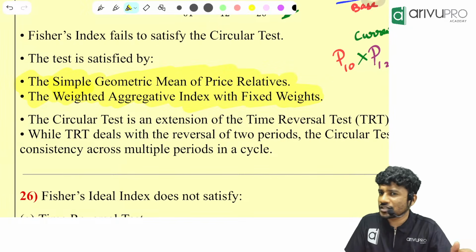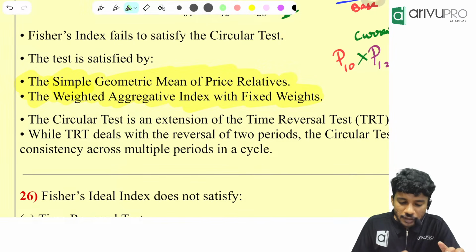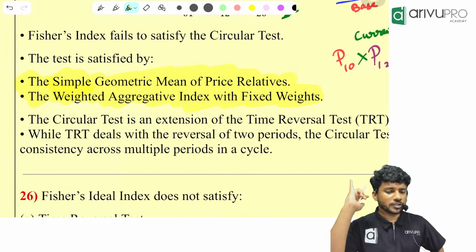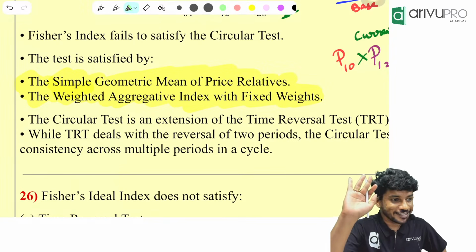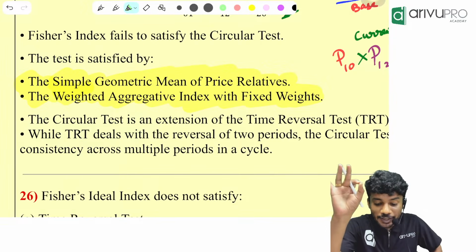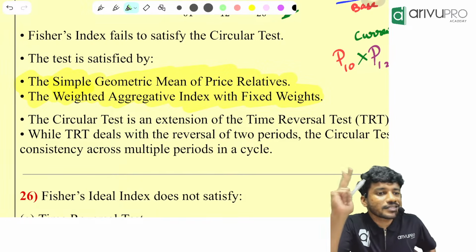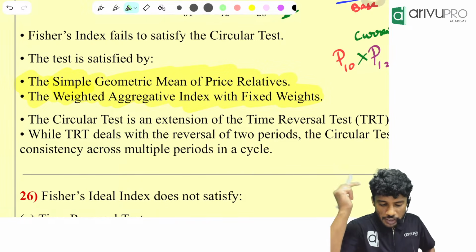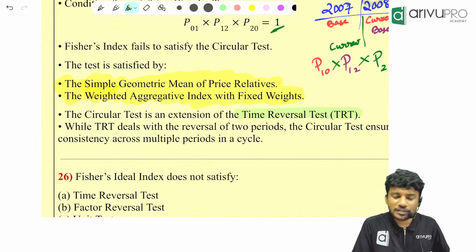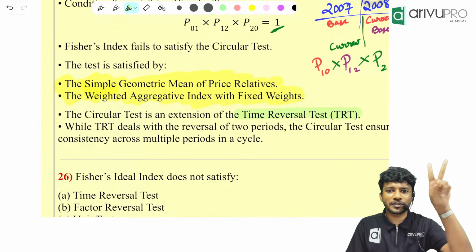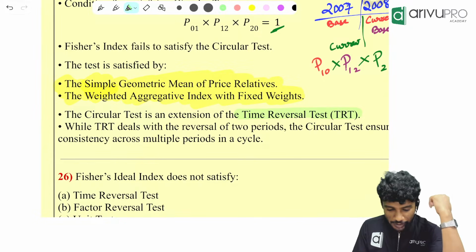Chapter 18 weightage is around 5 to 6 marks. Now, who is satisfying it people? Simple geometric mean is satisfying. Simple geometric mean we did not study. Then weighted aggregative index with fixed weight, that also we did not study. Those 2 are satisfying it. Direct one word question: circular test is an extension of time reversal test. Is it correct? Yes. Because in the time reversal test, how many time periods are there? 2. Here how many are there? 3.